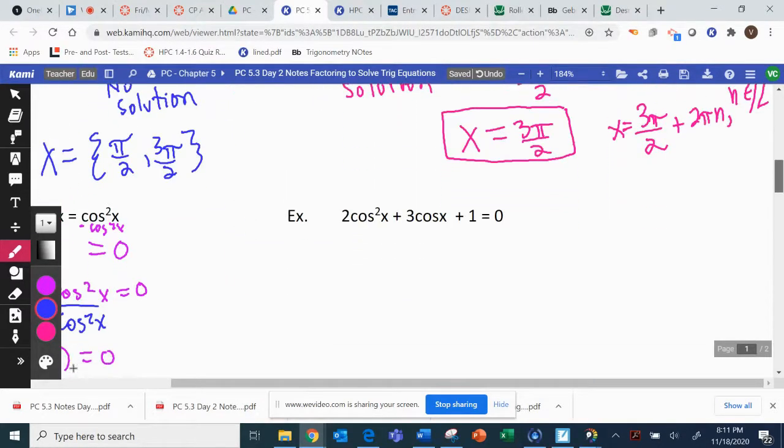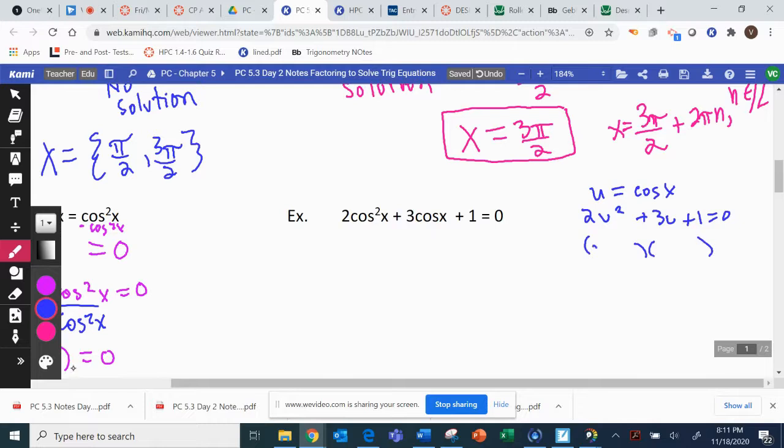Okay. And now we have 2 cosine squared x plus 3 cosine x plus 1. You can do this with u substitution if you feel like you need it. First, u is going to be cosine x. So then I'll do 2u squared plus 3u plus 1 equals 0.